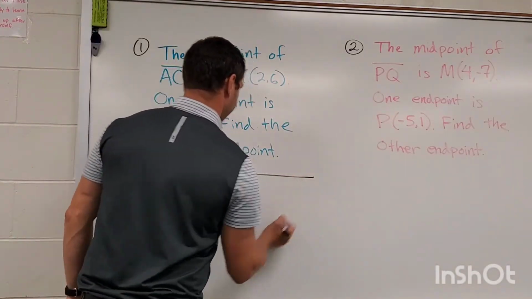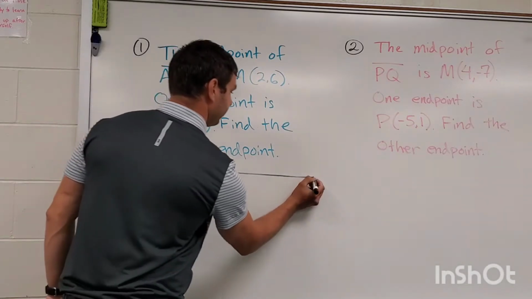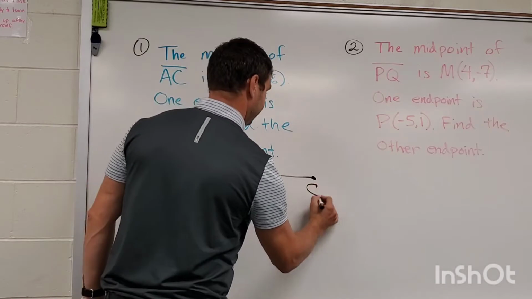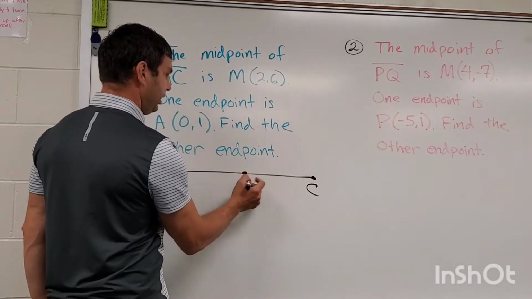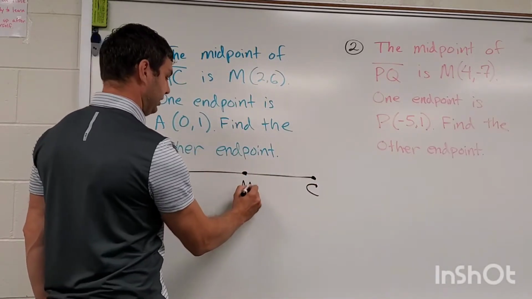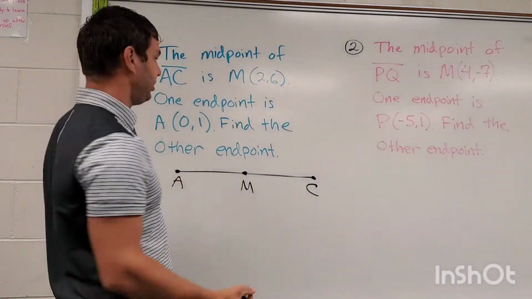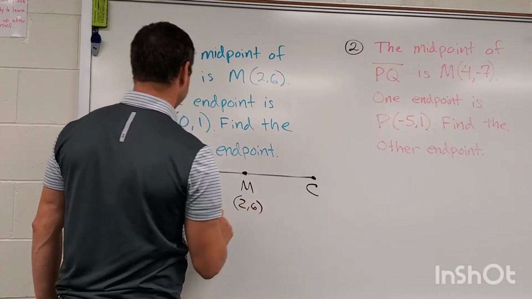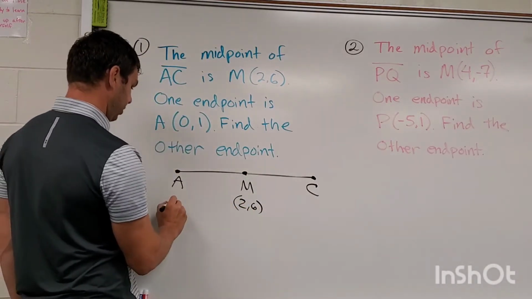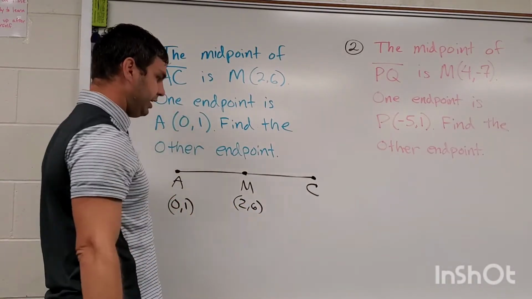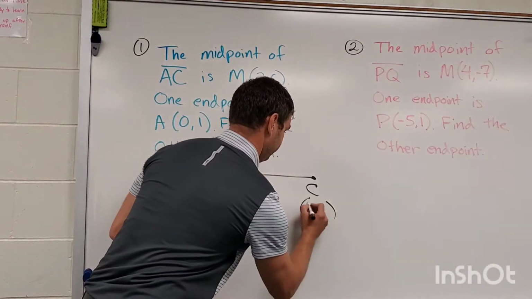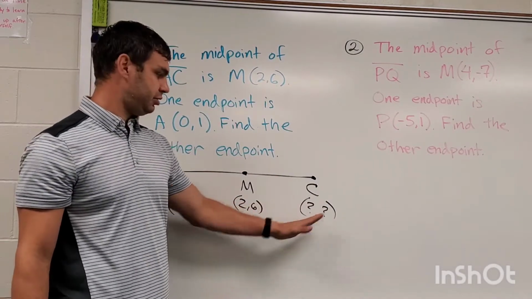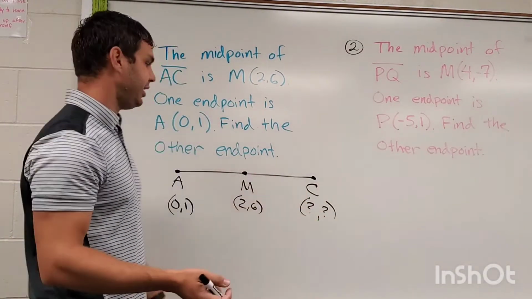Okay, so in this one I have a diagram. We have a line segment AC, A on one side, C on the other, and then we have a midpoint, which it tells me is point M. It also gives me some of the values: M is (2, 6), and A is (0, 1). We need to find the X and the Y values for letter C. So two question marks right now. We're going to fill those in as we go.